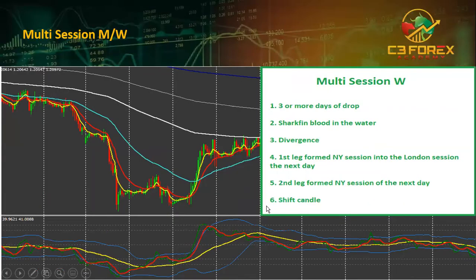All right, so that's it for the multi-session M's and W's. You want to remember that with a multi-session M, it's found on level 3s, and it's at your peak formation. So you want to see price rising for about 2 to 3 days, and then you want to be able to identify that pattern. The multi-session W, you want to see price dropping for about 2 to 3 days, and then you want to see the W pattern form over the course of 2 sessions.